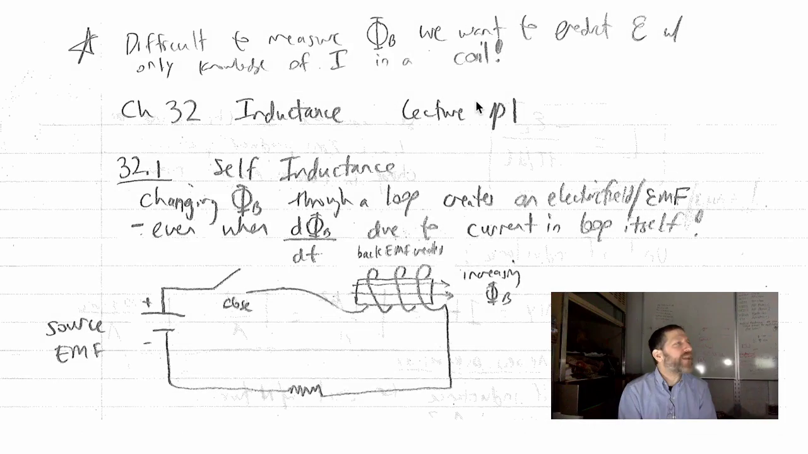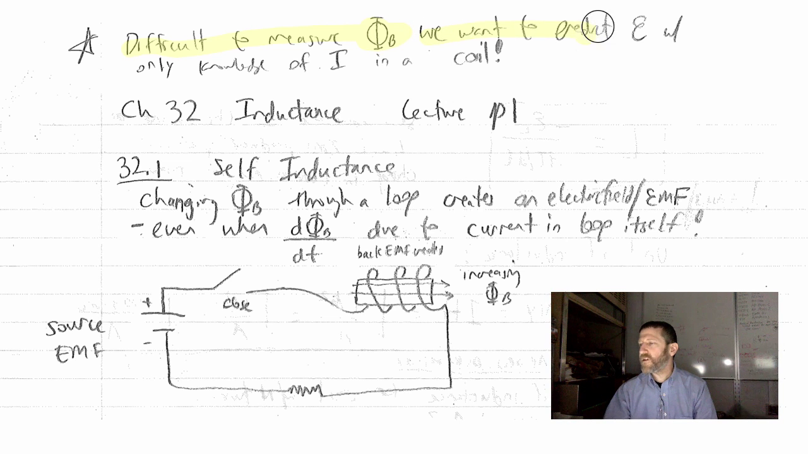Our very, very last lecture in physics is about inductance. And this is what this is all about. It is extremely difficult to measure magnetic flux. It's very hard to measure flux. It's hard to measure the magnetic field strength.